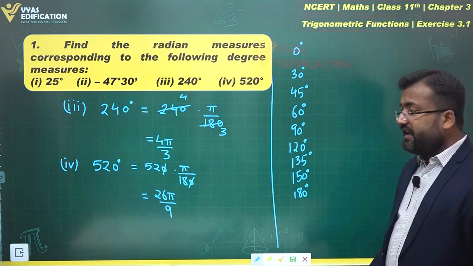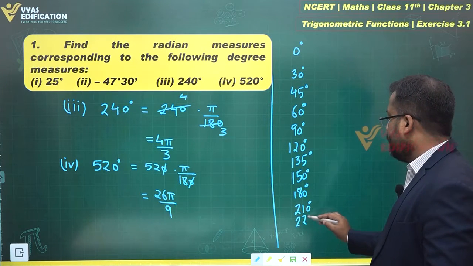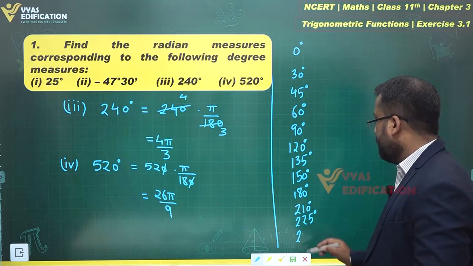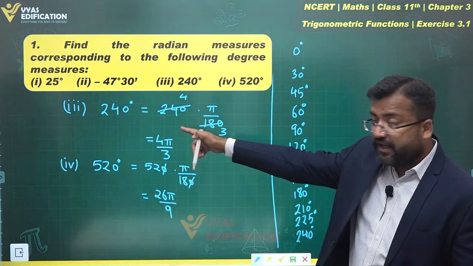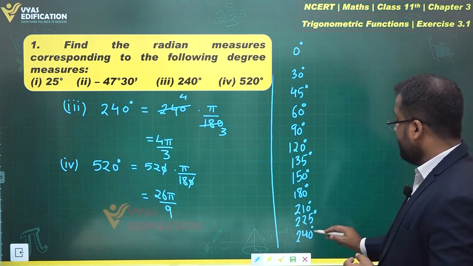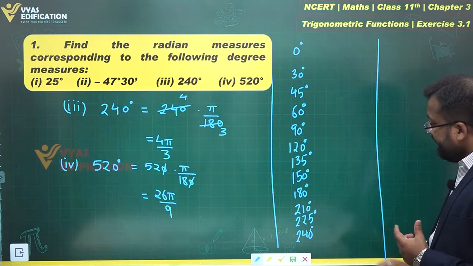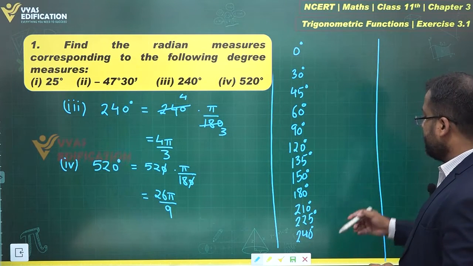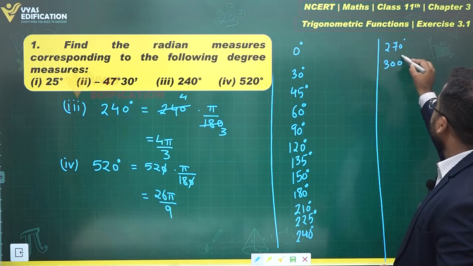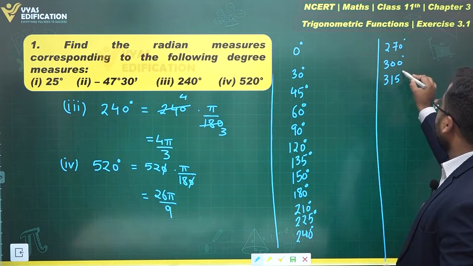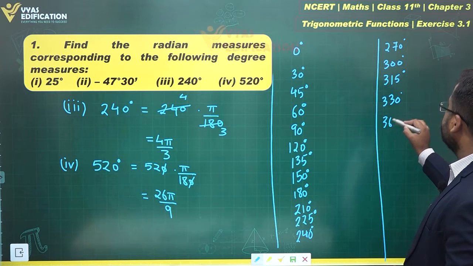What else? After 180 degree, you can move on to 210 degree, 225 degree, 240 degree. We have just found 240 degree, right? That's a standard angle, yes. Many times you would encounter these angles, right? So you should be aware of their degree measures and their radian measures simultaneously. Next is 270 degree, 300 degree, 315 degree, 330 degree, and 360 degree, right?